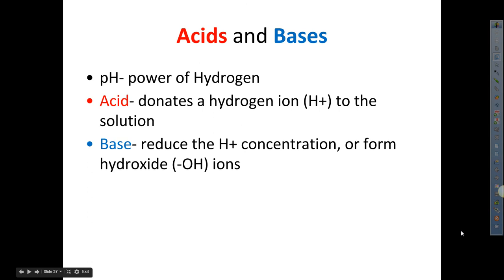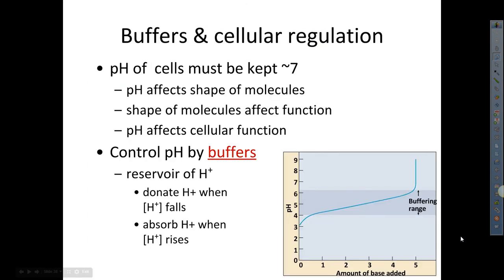Buffers are anything that can help stabilize the pH of a solution. What a buffer can do is, if the pH is getting lower than expected, a buffer is able to donate extra hydrogen ions to the solution. If the pH is getting more acidic, then it can absorb those extra hydrogen ions. So it can go back and forth depending on a certain range that the buffer can keep stable.